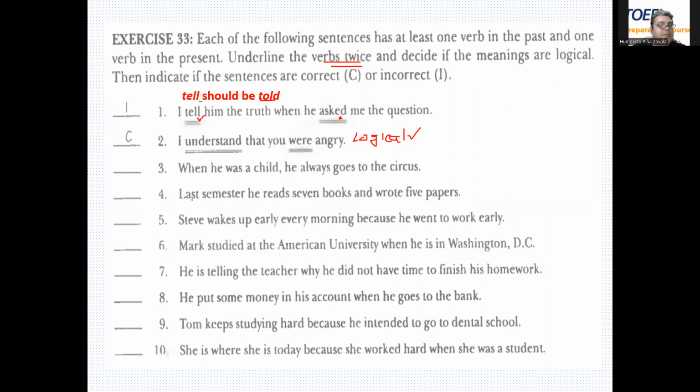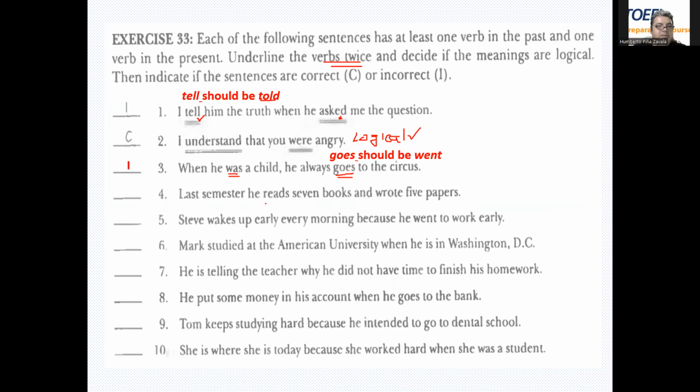Okay, now that you're back, it says: when he was a child, he always goes to the circus. All right, so here we have past tense, and we have a habitual action in the present. That will be incorrect. It should be: when he was a child in the past, he went to the circus in the past.